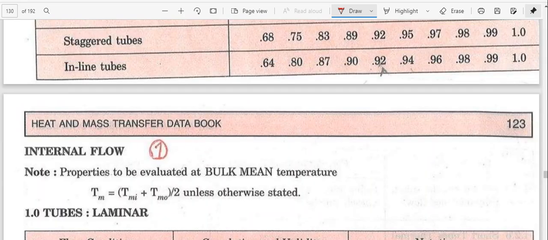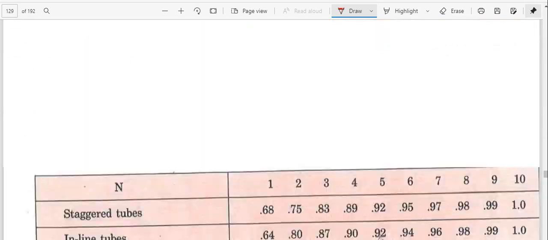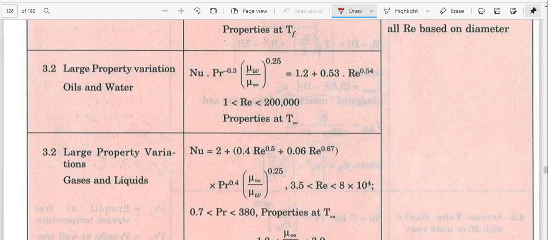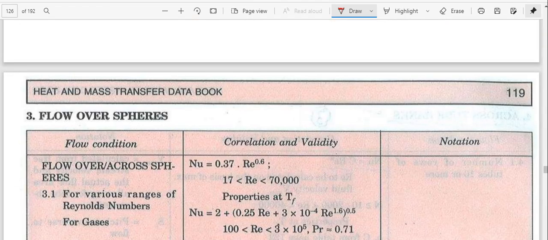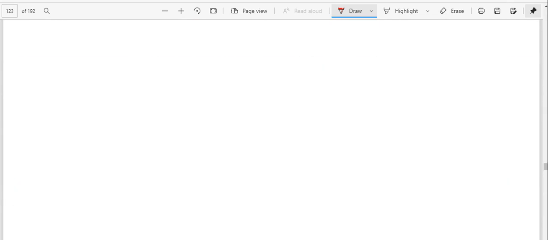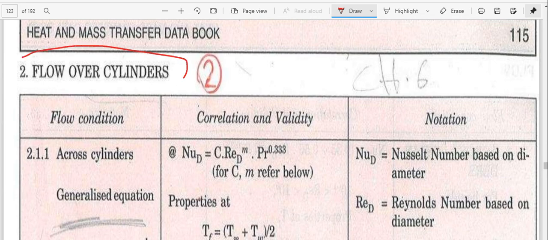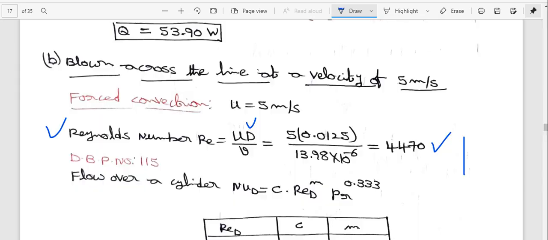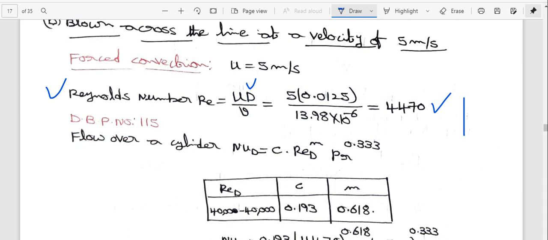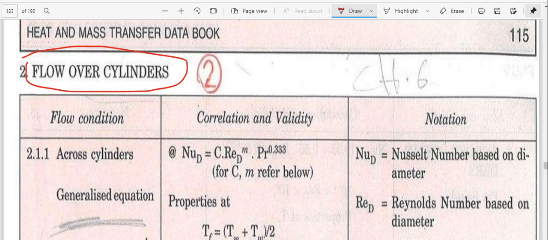Where is the page number? Internal flow. We need to check. Here, flow over a sphere, flow over a cylinder. This is the forced convection condition. In this equation, the Reynolds number is 4470. This is a cylindrical object and the flow is across the cylinder. That's why I am considering this formula.